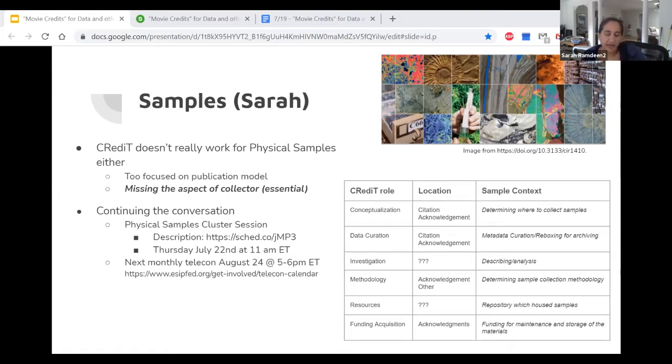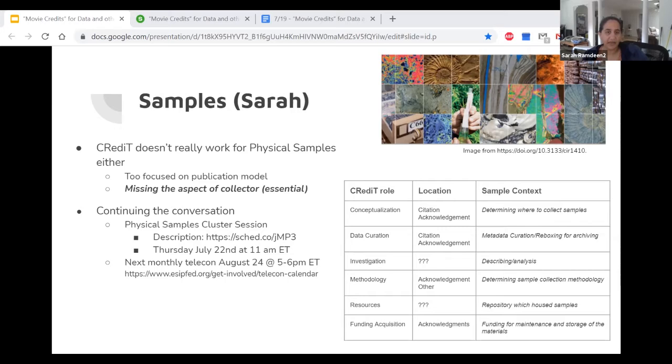I've included on the slide just a little taste of what some of our mappings were, so you could see where we took the CRediT role, like conceptualization, and thought about where it might go, and then also how it might fit with the concept of maybe who determined the field program of where to collect the samples. Maybe that's conceptualization. But again, some of these things were not the most primary focus for our object type.